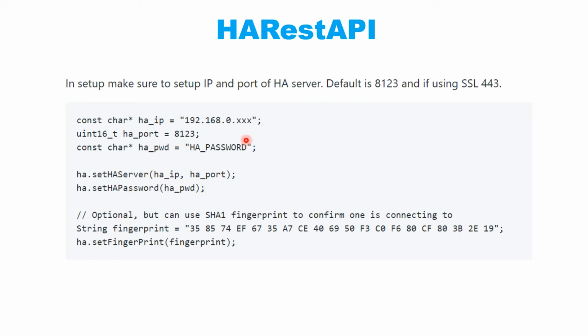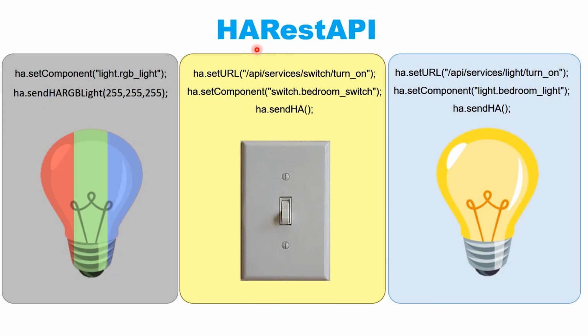And then if you have a SSL, you can double check if this is the correct fingerprint. Go and check what your fingerprint is for your SSL server, and you can use this HA.set fingerprint, and what this does is it checks if this particular fingerprint is of your server, and then it sends whatever requests. You can't spoof this particular signature. So there are three ways that you can use HARest API.